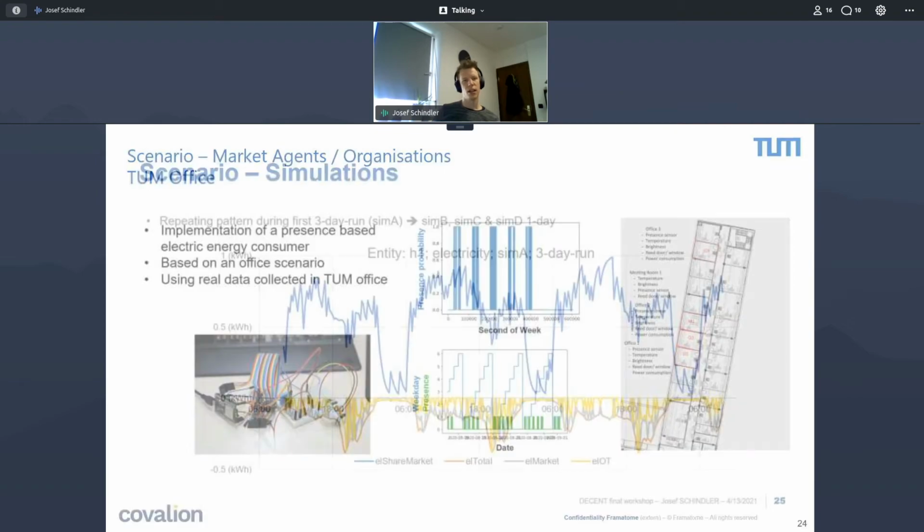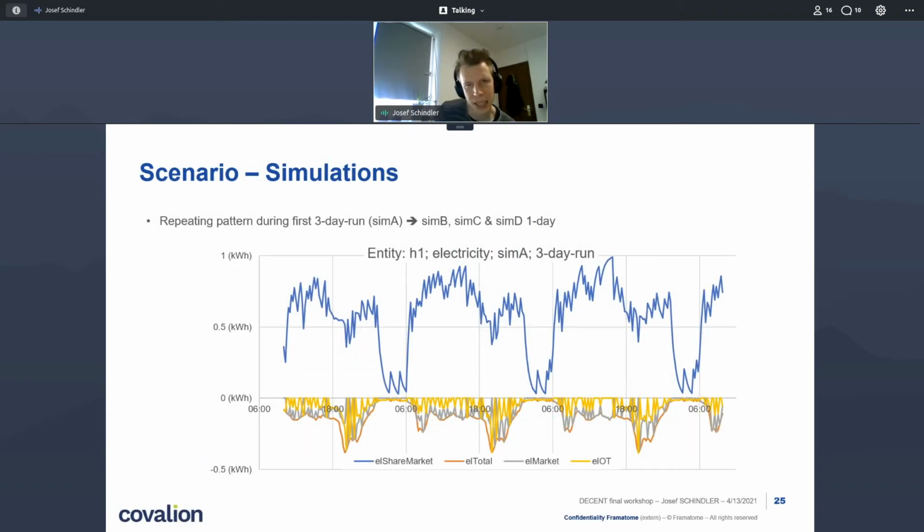Yes, exactly. As explained before, we did different simulation runs. Simulations A and B had a strict EV charging regime, and simulations C and D had the more flexible, fluctuating EV behavior. During the first simulation of 3 days, simulation A, we saw that the patterns are repeating.